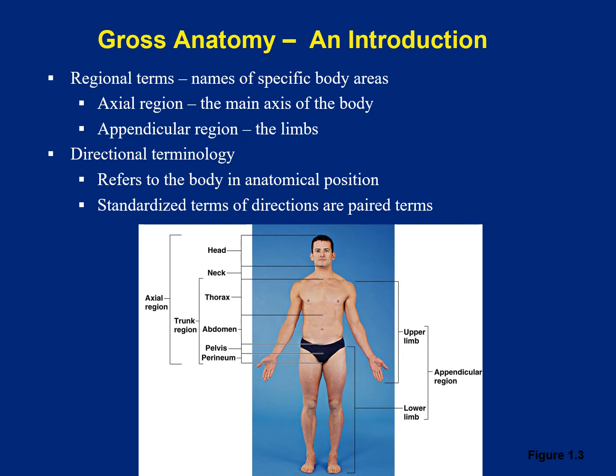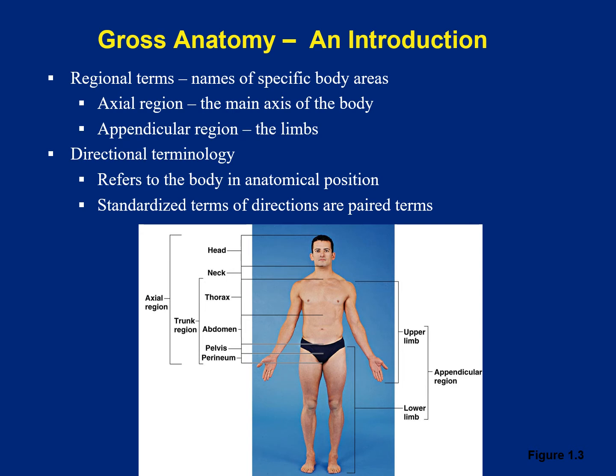Now, some terms that you're going to see throughout this course. You're going to see the term axial a lot. Axial is referring to the main axis of the body. So basically, it would be your head, your chest, and your stomach. In the case of your axial region, you would have your cranium, which is your skull, your vertebra, which is your spine, your costa, which are your ribs, and your sternum.